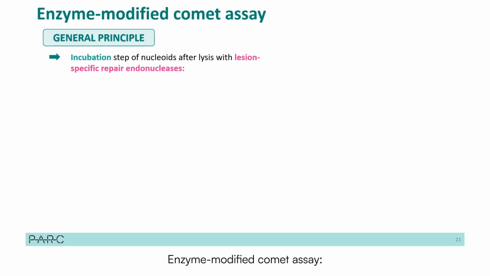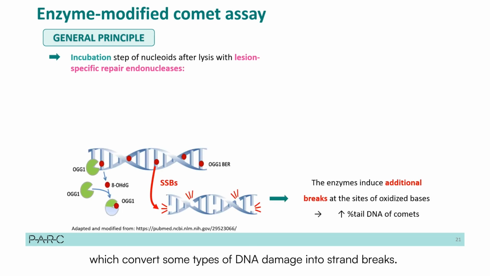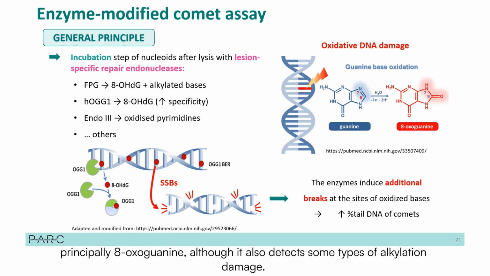Enzyme-modified COMET assay. More precise information on the nature of the lesions detected in the DNA can be obtained by the inclusion in the assay protocol of lesion-specific endonucleases, which convert some types of DNA damage into strand breaks. For example, the incubation of the nucleoids after lysis with glycosylases, such as formamidopyrimidine DNA glycosylase or FPG, has been used to detect with high sensitivity oxidative DNA damage, principally 8-oxoguanine, although it also detects some types of alkylation damage.